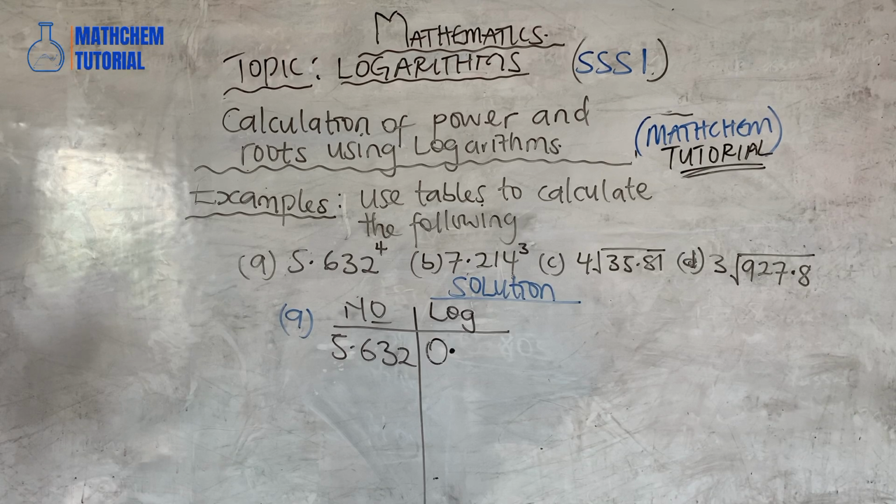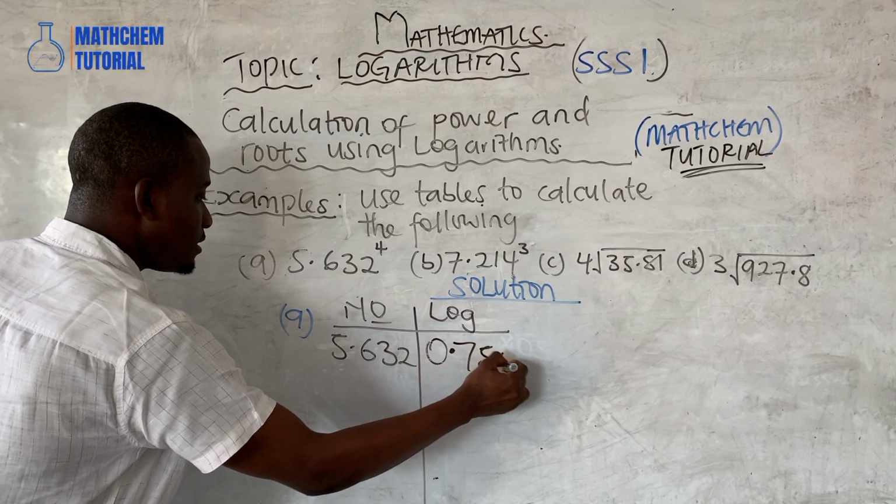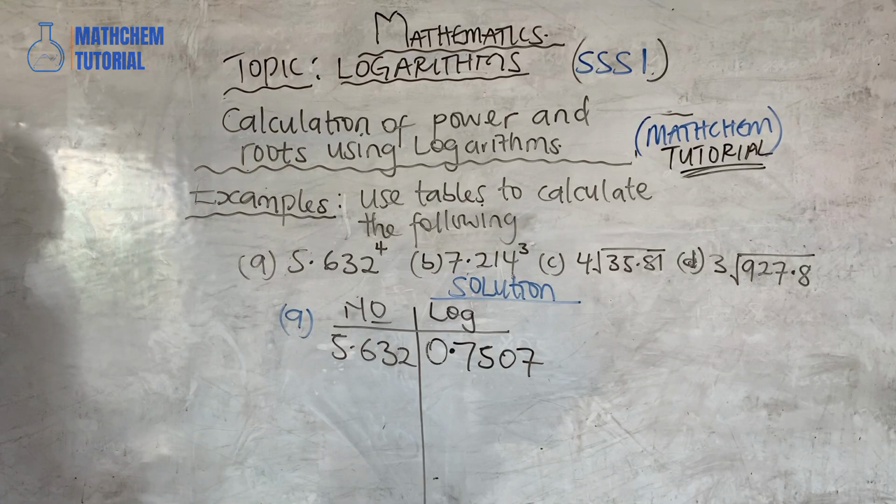7505 plus the difference 2, that is 2. So 7505 plus 2, and that gives me 7507. So I will come here and write 7507. After writing 7507, which other thing again do you have?